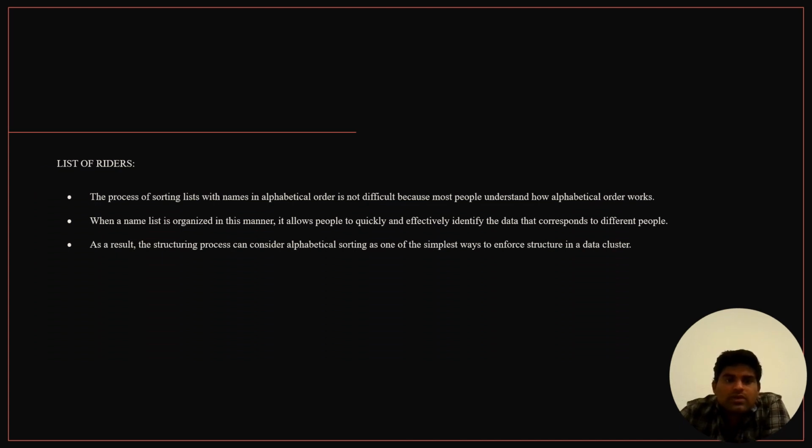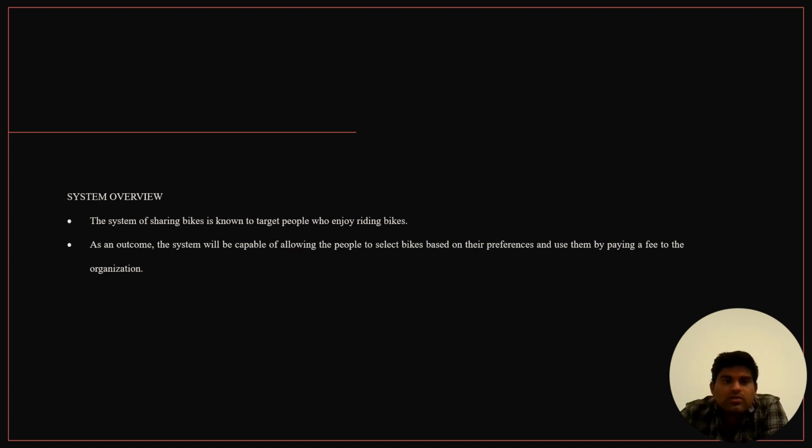The process of sorting a list by name in alphabetical order is not difficult, because most people understand how alphabetical order works. When a name list is organized in this manner, it allows people to quickly and effectively identify the data that corresponds to different people. As a result, the structuring process can consider alphabetical sorting as one of the simplest ways to enforce structure in a data structure.